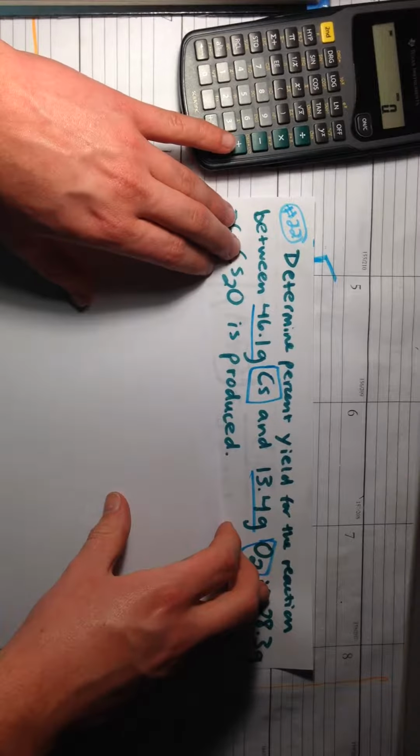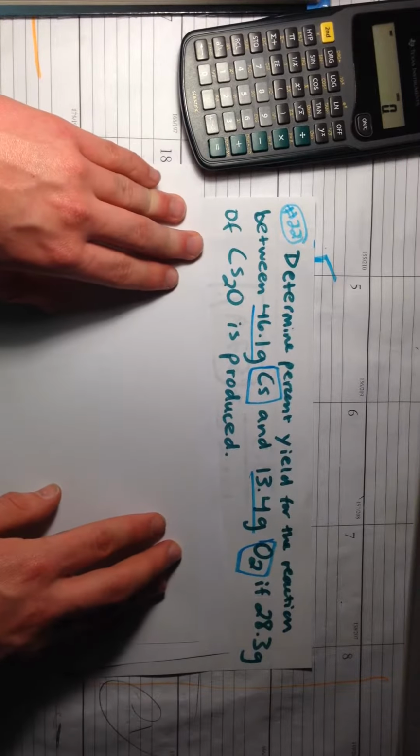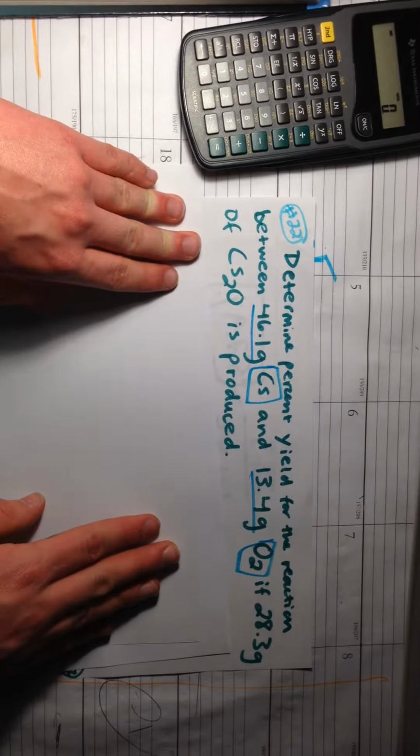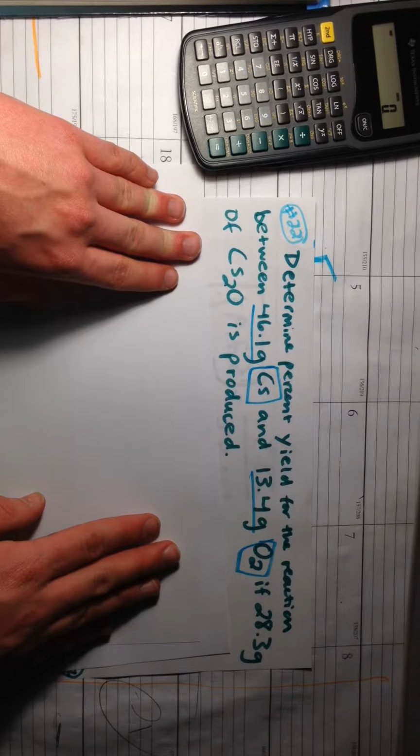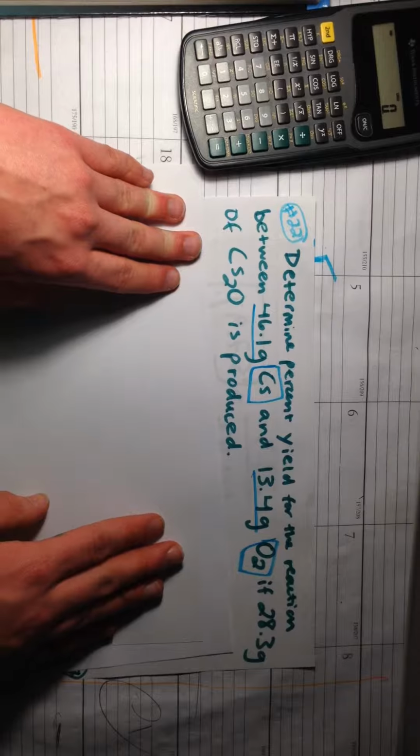Determine the percent yield for the reaction between 46.1 grams of cesium and 13.4 grams of oxygen if 28.3 grams of cesium oxide is produced.